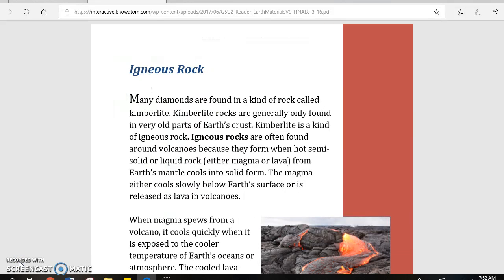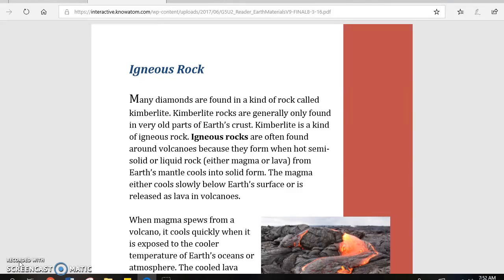Igneous rock. Many diamonds are found in a kind of rock called kimberlite. Kimberlite rocks are generally only found in very old parts of Earth's crust. Kimberlite is a kind of igneous rock. Igneous rocks are often found around volcanoes because they form when hot semi-solid or liquid rock, either magma or lava, from Earth's mantle cools into solid form.